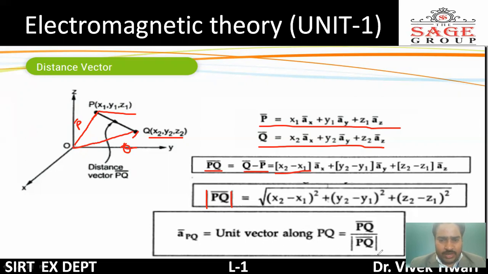If we divide this vector by this magnitude, we will get the unit vector along PQ. That means we will get the direction of this vector. So in this way we can calculate the distance vector.